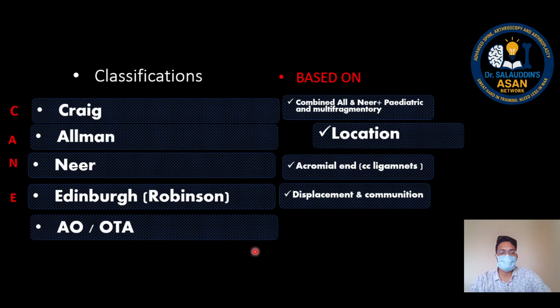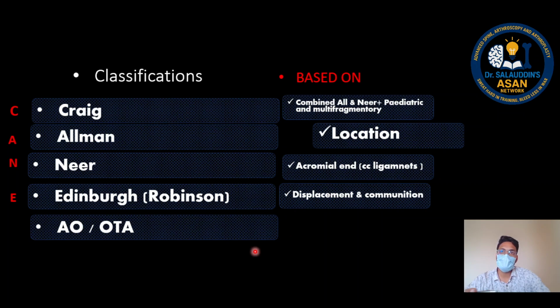These are Neer's classification. Coming to Craig, you combine all the Allman and Neer classification, it is Craig's classification. Simple. Medial shaft, medial end, and the lateral end. The lateral end, it's the same Neer classification. He has divided into adult and children. Adult is minimally displaced, displaced, and intra-articular fracture.